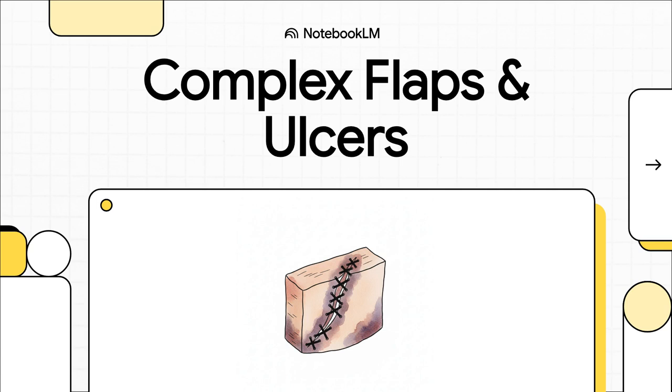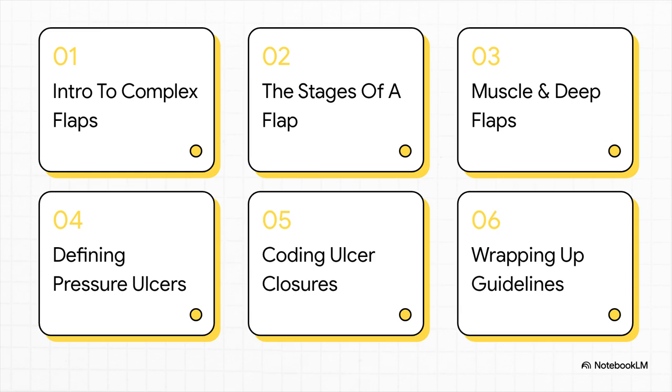But don't stress. We're going to break this down into plain English. By the end of this explainer, you're going to know exactly what to look for. So let's just dive right in. Here's our game plan for today. First, an intro to complex flaps. Then we'll look at the stages of a flap, and dive into muscle and deep tissue flaps. After that, we'll define pressure ulcers, talk about coding their closures, and finally wrap up all the guidelines.